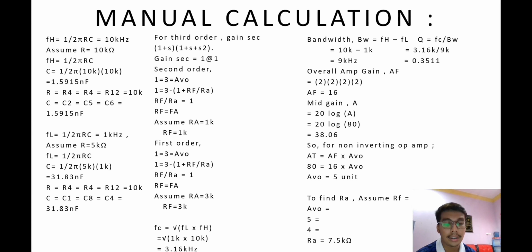For FC, we use the square root of FL times FH, which is the square root of 1 kilohertz times 10 kilohertz. We got 3.16 kilohertz. For bandwidth, BW is FH minus FL, so 10 kilohertz minus 1 kilohertz. Then we got our bandwidth as 9 kilohertz, which is between the low pass and high pass graph. For Q, we use FC over BW, which is 3.16 kilo over 9k. So 0.3511.